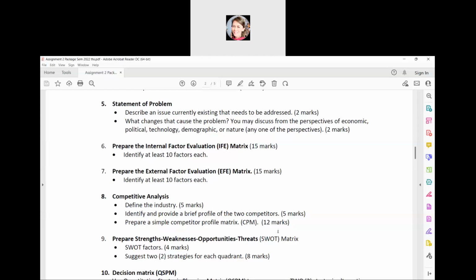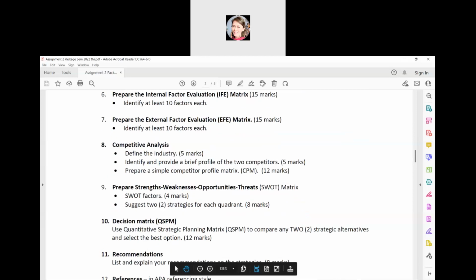So you go ahead and have a look at what's uploaded. Okay, so the CPM accounts for 12 marks for comparative analysis. So in here, for comparative analysis alone, the marks is 22. 12 for CPM, identification of two competitors is 5 marks, and defining the industry, that's 5 marks, so 22 altogether. Now, moving on to the next one.